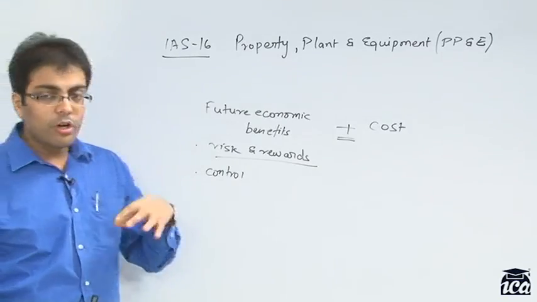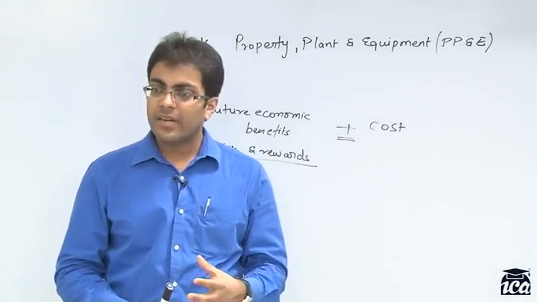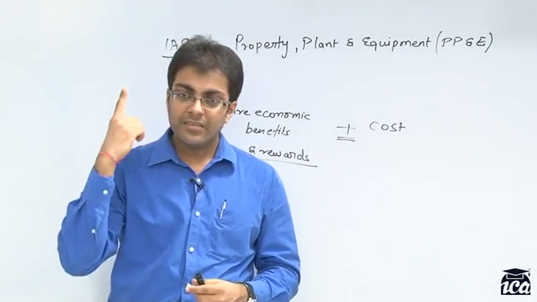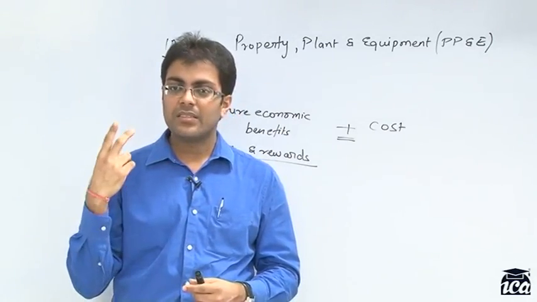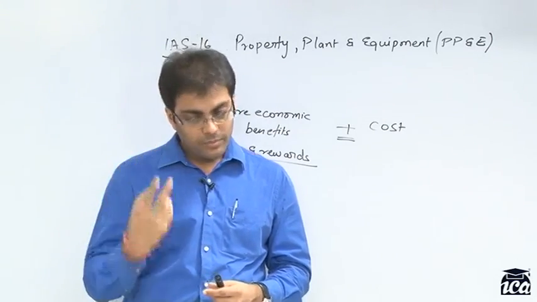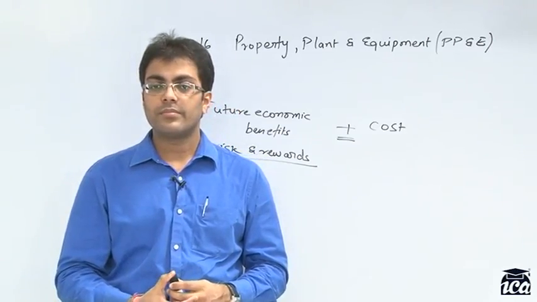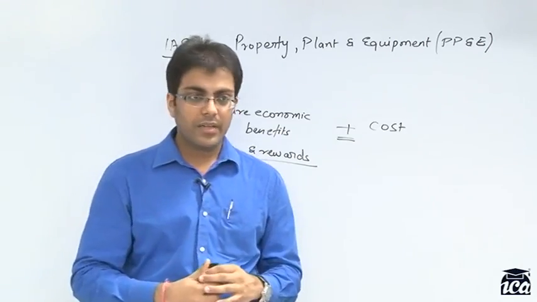So, we've talked about the definition of a property, plant and equipment. What is the definition of property, plant and equipment? It is a tangible asset which can be used for production, administration, or for rental purposes. Beautiful. And which is held for more than one accounting period. More than one period, right?